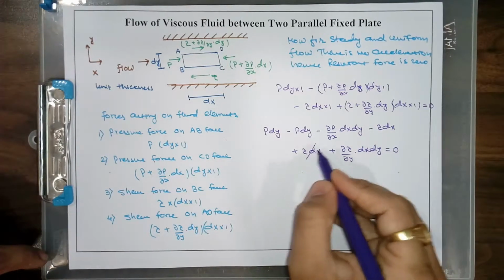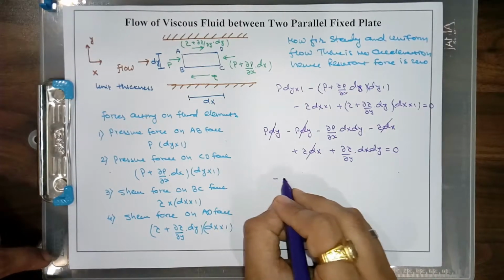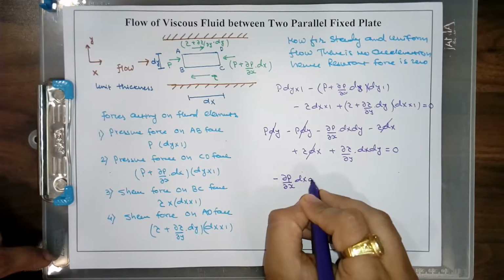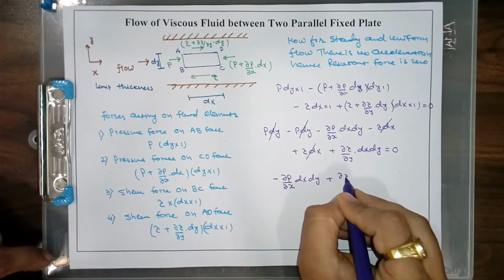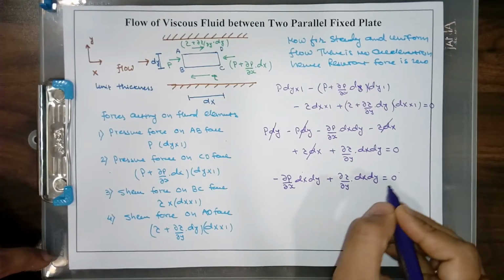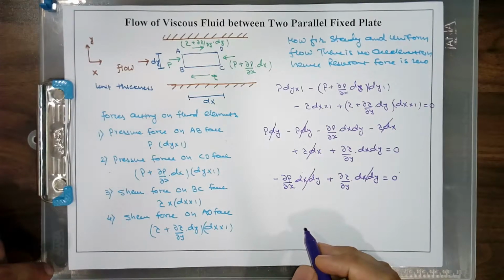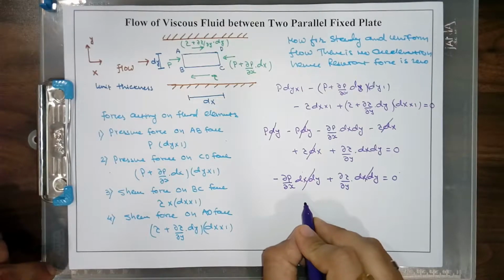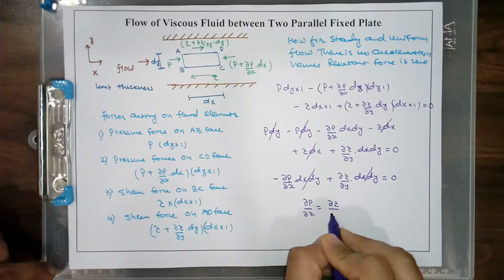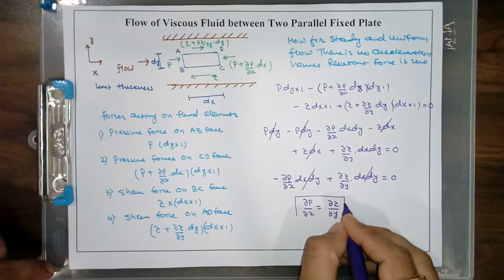So tau into dx is cancelled out, as well as P into dy. Finally we get two terms, del P by del x into dx dy plus del tau by del y into dx dy, which equals 0. Now we divide both terms by dx dy, and finally we get the expression del P by del x equals del tau by del y. So this is a very important expression.